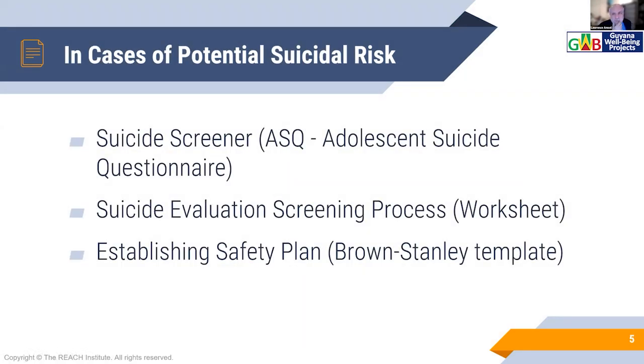So what do we do? Well, we strongly suggest that people use a suicide screener. The ASQ is the Adolescent Suicide Questionnaire. The ASQ was developed by the National Institute of Mental Health. More recently, there's also a Columbia screening tool that's out there that's been very popularly used. And then there's a suicide evaluation screening process and a safety plan. These are the ones we're going to discuss, because these are the ones we're recommending for today, but there are other ones that are out there.